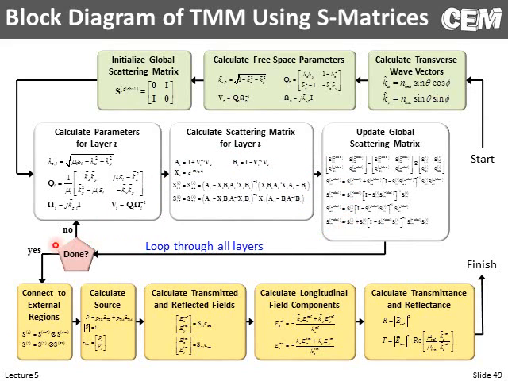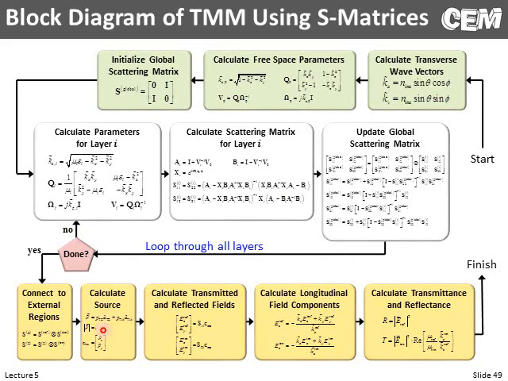And finally, when we're done, we come out with this global scattering matrix, which at this point is actually the device scattering matrix. So at this point, it's connected to free space. Well, so now we need to calculate the scattering matrices for the reflection and transmission regions and connect them. So now we have the true global scattering matrix.